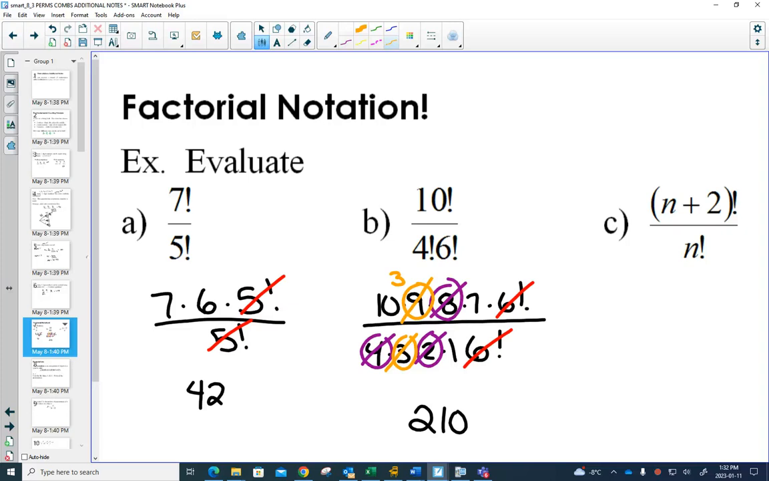And in C, now we're into algebra. We have to look at the algebra and determine which is bigger, n plus 2 or n. You can put a number in for n if you're having trouble seeing that n plus 2 is bigger. So if I start expanding the bigger one, I'd have n plus 2, then 1 less than that would be n plus 1, and I keep going until 1 less than that would be n until I get to the one on the bottom. And this simplifies to just be n plus 2 times n plus 1.